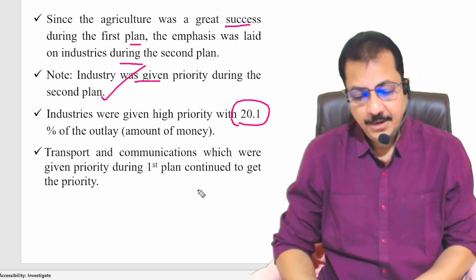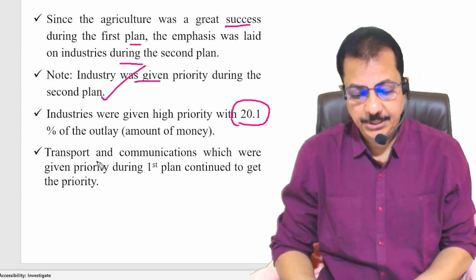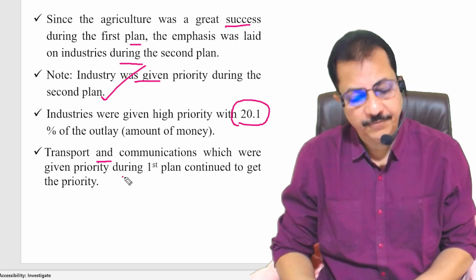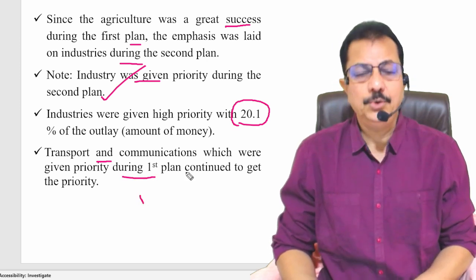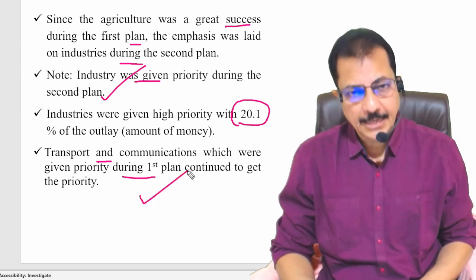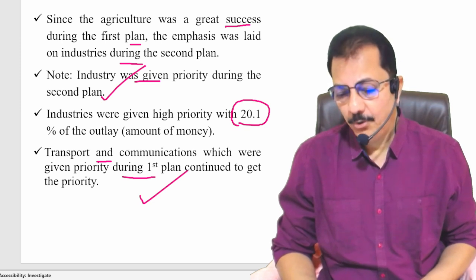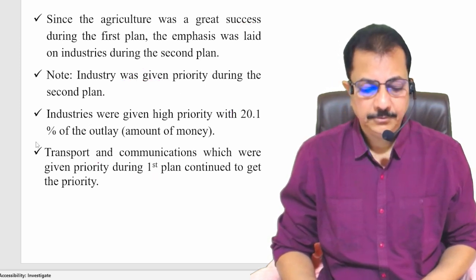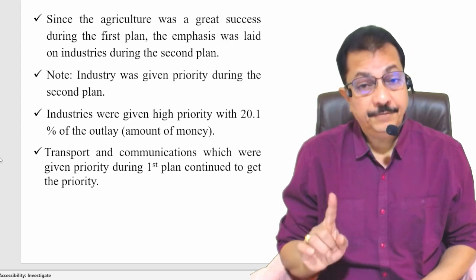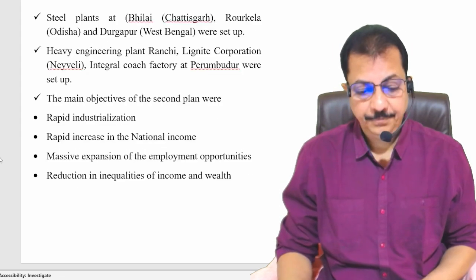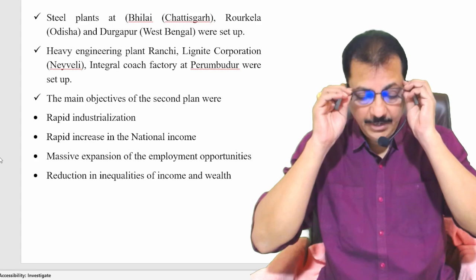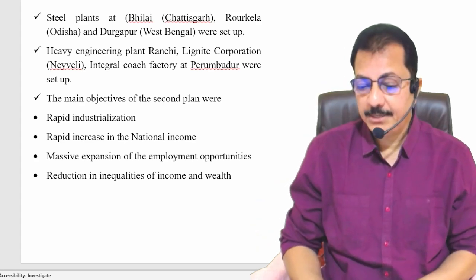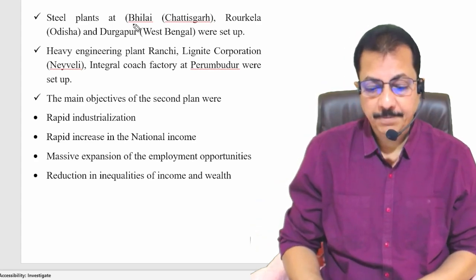Clear? Transport and communication, which were given priority during the first plan, continued to get the priority. Fine? Hope you are following, my dear friends. Now, what is the plan period? 56 to 61.